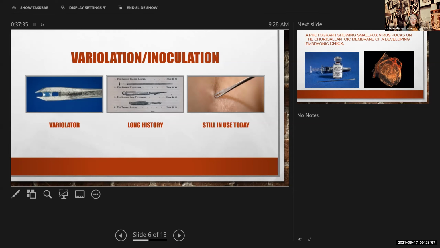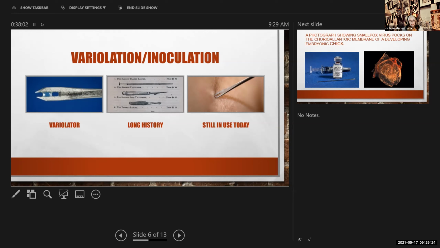Now, with variolation or inoculation, they discovered initially in the Middle East that taking pus and putting it onto the skin, scratching it on the surface of your skin, not only made it so you were less likely to die, you never got sick from it ever again. And so this is a variolator, but it has a very long history.